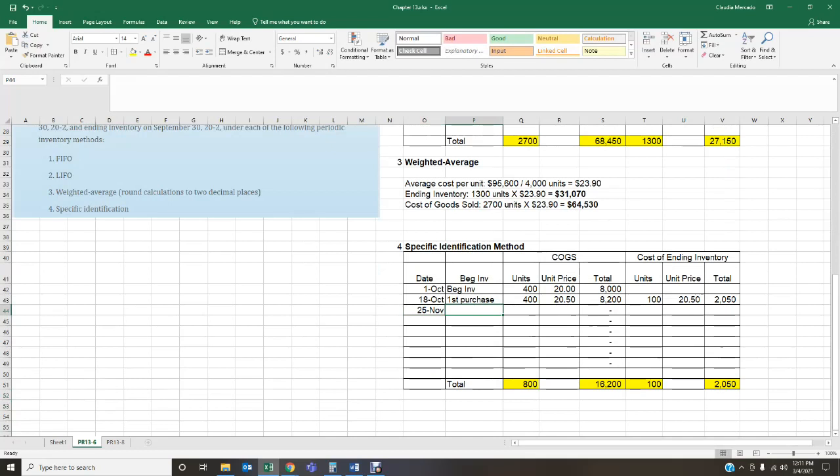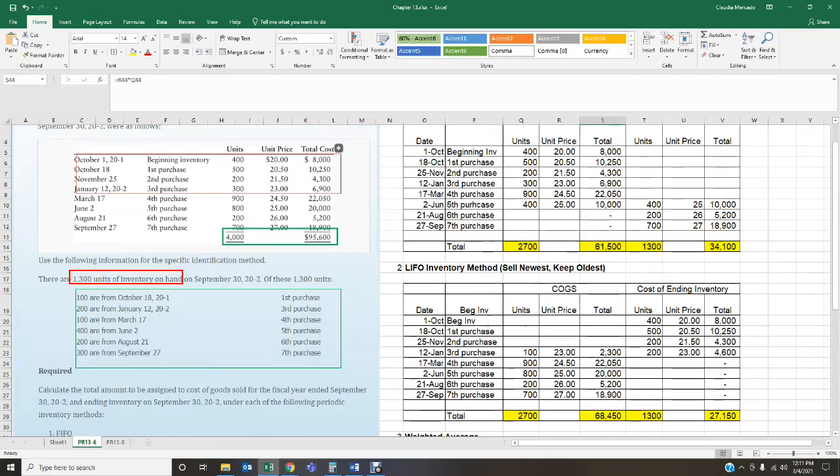This is my second purchase, and everything was sold. We had 200 units at $21.50, which gives me $4,300. The second purchase, which is November 25th, is not listed down here, so we're going to assume that those goods were sold.